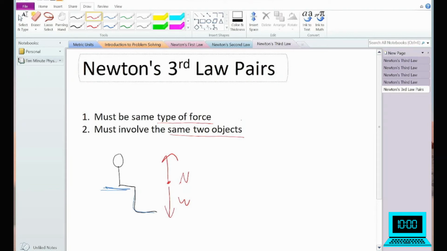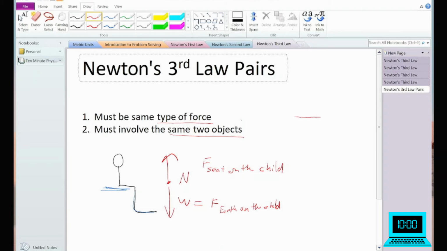How do you describe the normal force? Well, it's the force of the seat on the child. And what about the weight? Well, the weight is the pull of gravity on the child. In other words, it's actually the force of the Earth on the child. So there are actually two Newton's third law pairs.